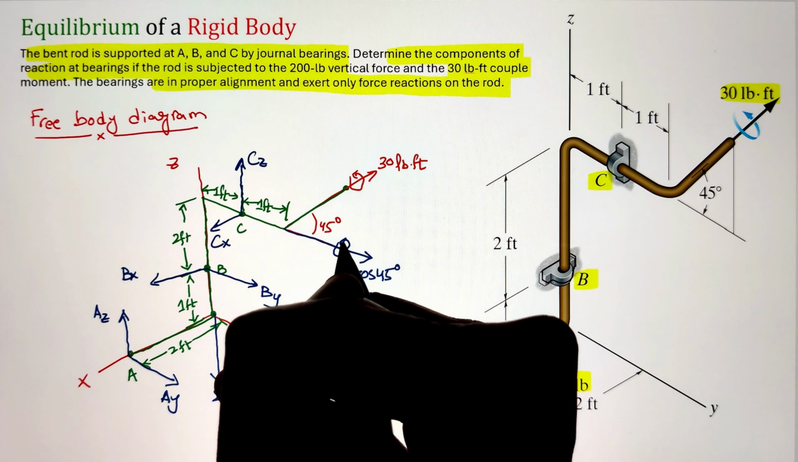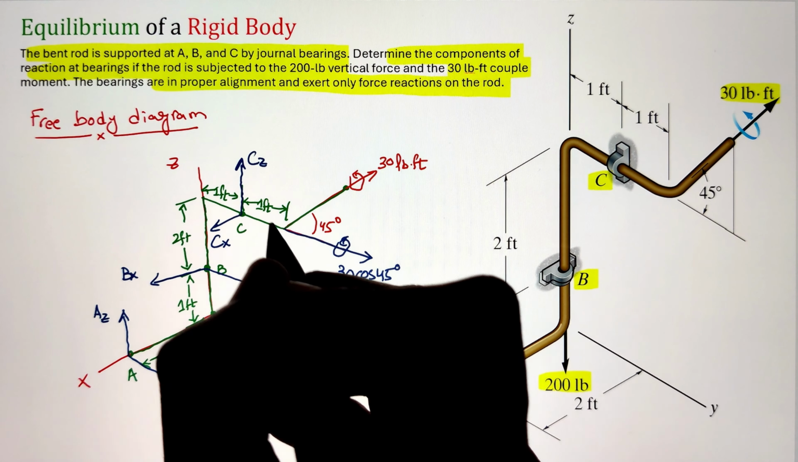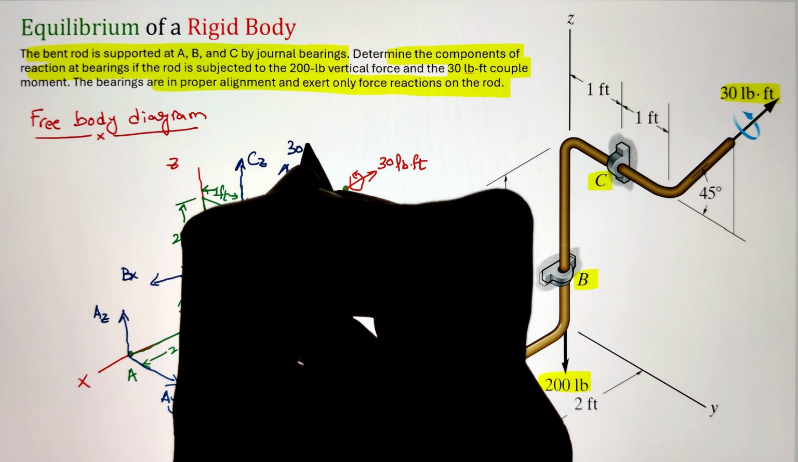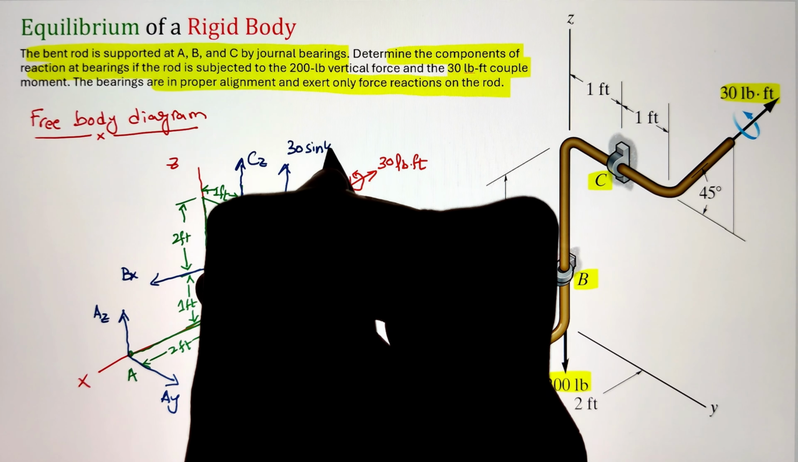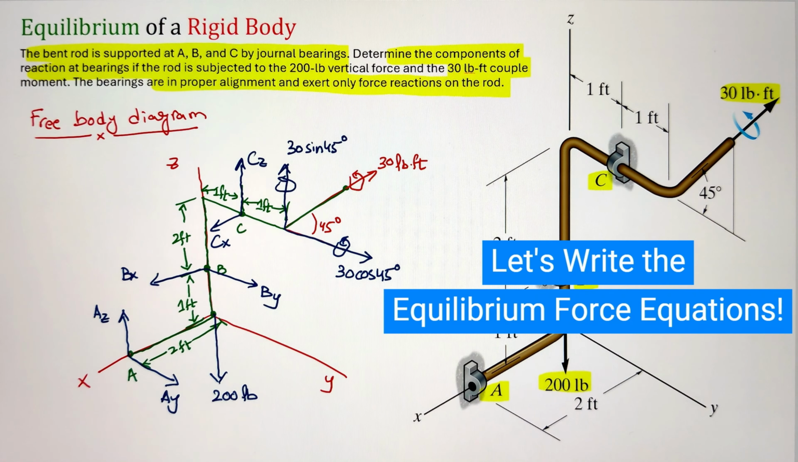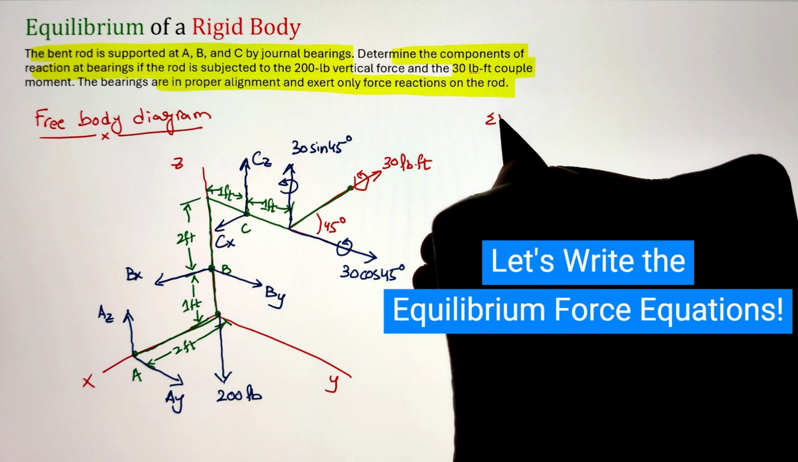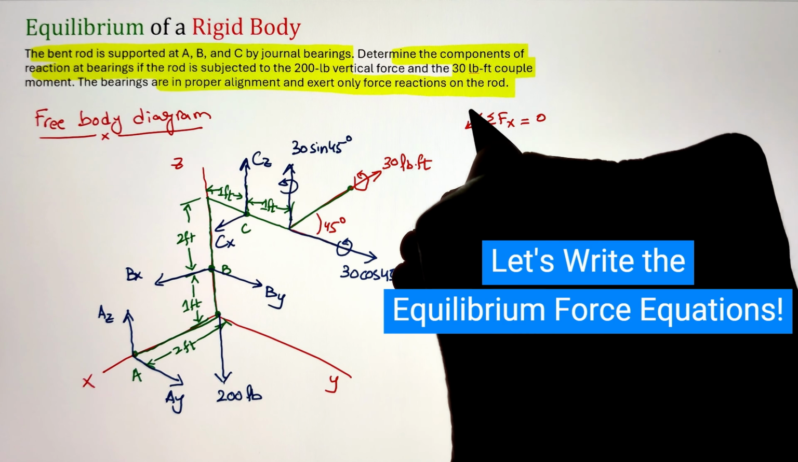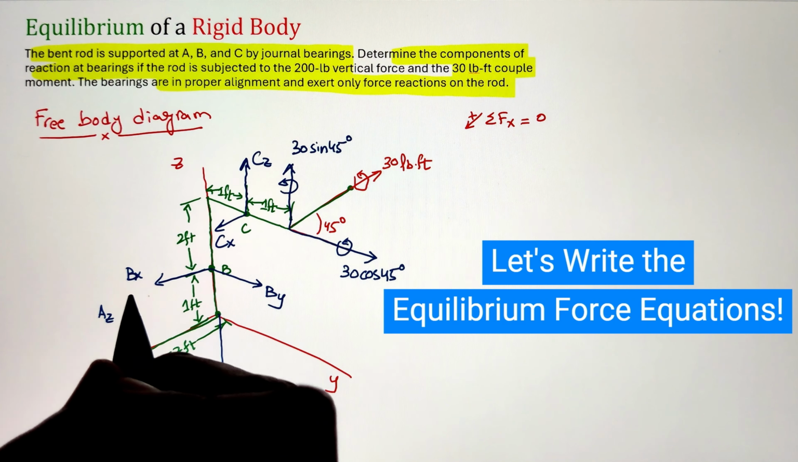Next, we can further divide our couple moment along our Y and Z components by taking the cos 45 function and the sine 45 function by projecting it along the vertical axis. Now, once we have developed our free body diagram, we can go ahead and start writing our equilibrium equations.